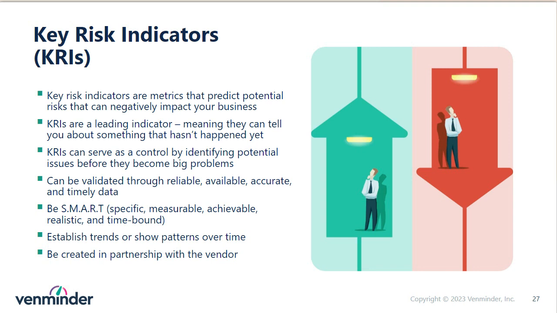They need to use that SMART formula, and we can use them to look at trends or show patterns over time. And again, they need to be created in partnership with the vendor. Now, key risk indicators are those that are basically going to set off the red flags, because when a KRI is beyond the accepted tolerance level, that is our sign to take action.